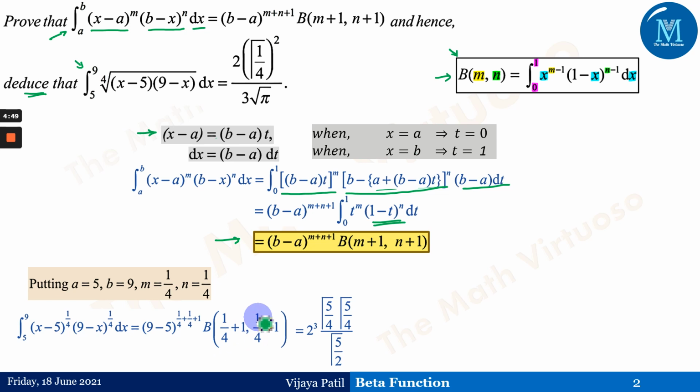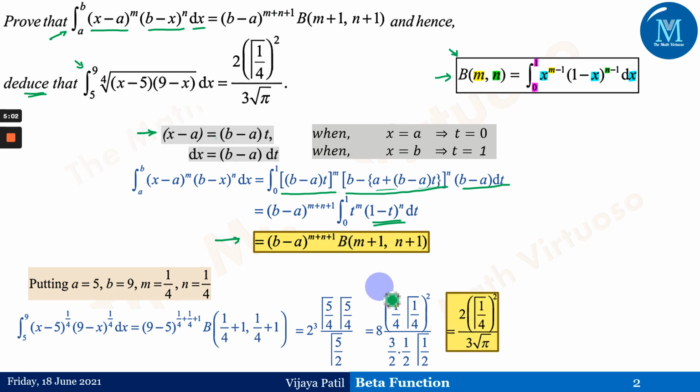So it's 1 by 4 plus 1, 1 by 4 plus 1, that is gamma of 5 by 4 upon gamma of 5 by 2. This is what we are going to get. This is just by an application of the property of the gamma function, and at the end we'll be getting the answer as this. So it's 2 times gamma of 1 by 4 the square upon 3 square root of pi as the answer for this first question.